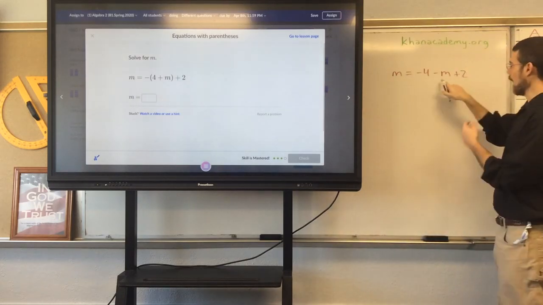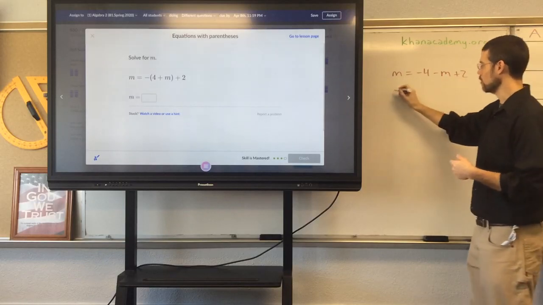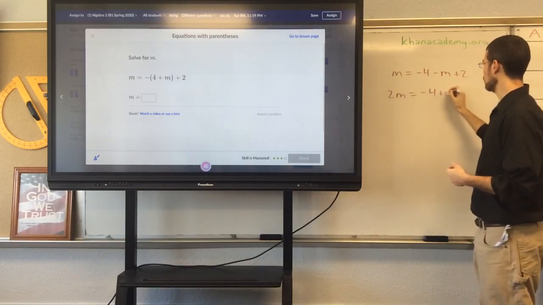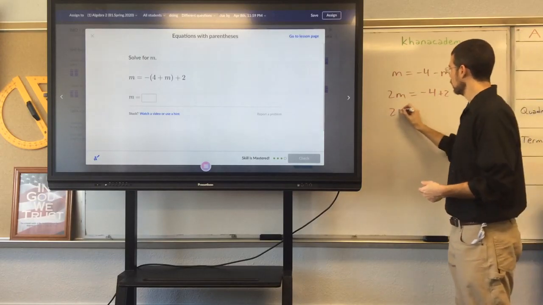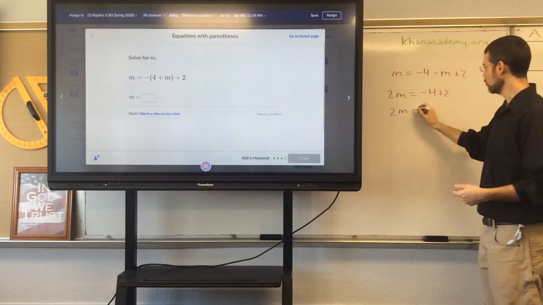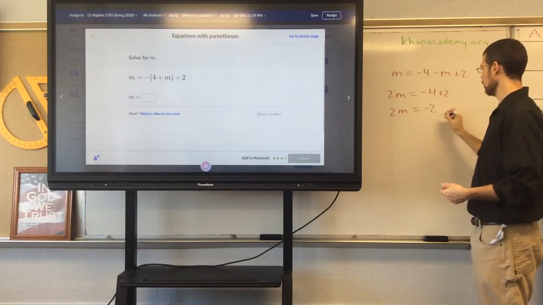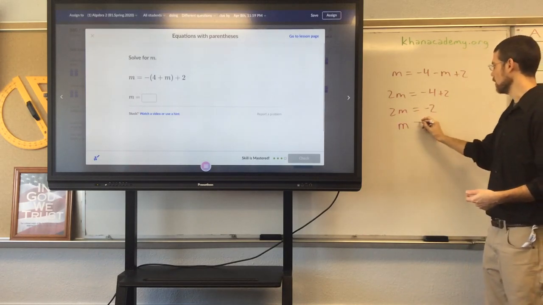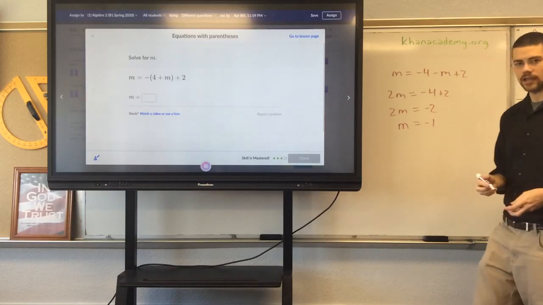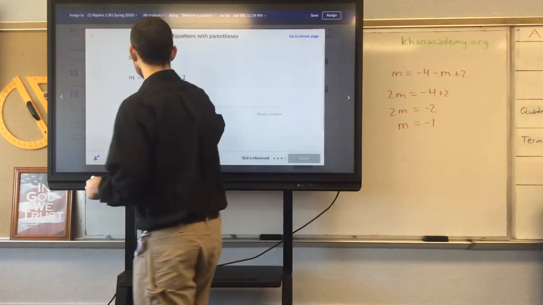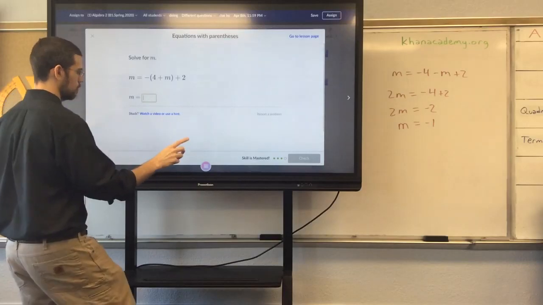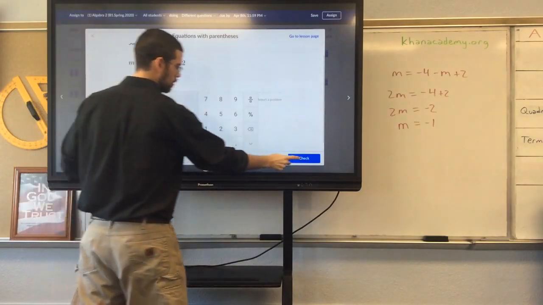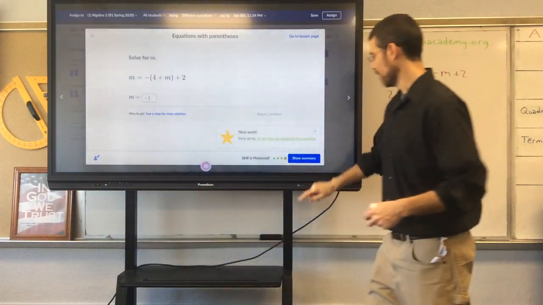Now, we can add m to both sides. That will give us 2m equals negative 4 plus 2. We can combine negative 4 and 2. That gives us negative 2. And now we can divide by 2, and we get m equals negative 1. And we're done.